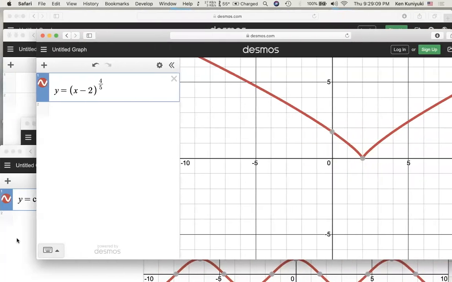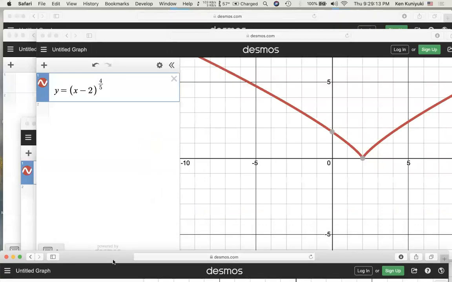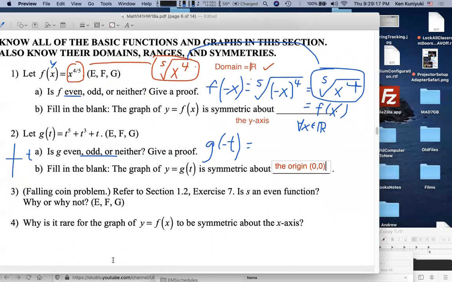But never say never, right? I mean, with trig, you have these periodicities. Yeah. All right. Also, number 4, real quick. On this section, yeah. Why is it rare?